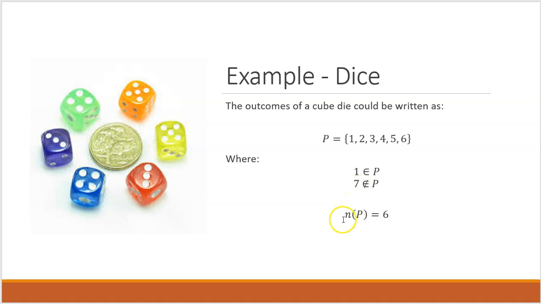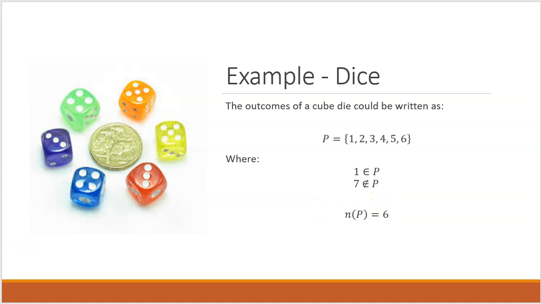And then finally on the third line here, we've got n and in parentheses P. So what this is asking is, how many members are in the data set P? And simply by counting 1, 2, 3, 4, 5, 6, there are 6 members in this data set.